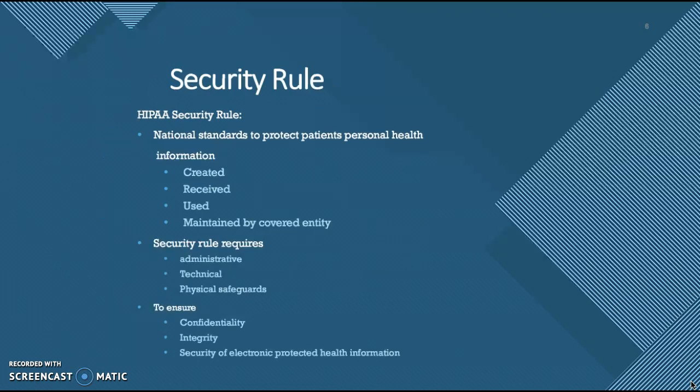Security rule. The HIPAA security rule establishes standards to protect individuals' electronic personal health information that is created, received, used, or maintained by any covered entity. The security rule also requires appropriate administrative, physical, and technical safeguards. Administrative safeguards to have in place are policies and procedures that must be followed by employees to maintain security. For instance, having a plan or policies in case of a disaster or in the use of internet and email.